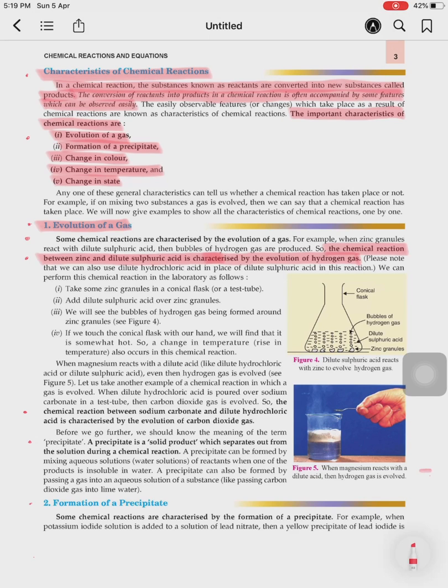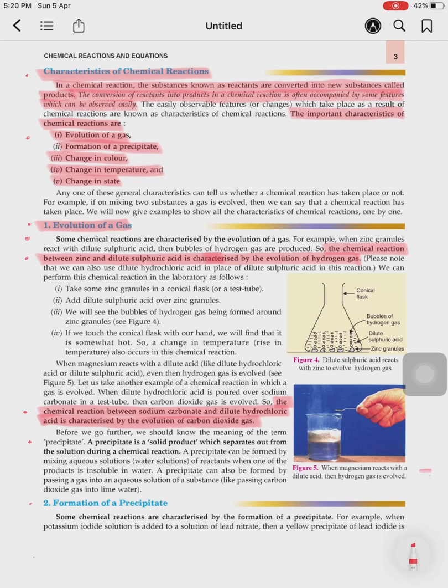The second example is the chemical reaction between sodium carbonate and dilute hydrochloric acid, characterized by evolution of carbon dioxide gas. So you need to memorize the gases which are evolving. It will become much easier when we get into the chemical equations part.